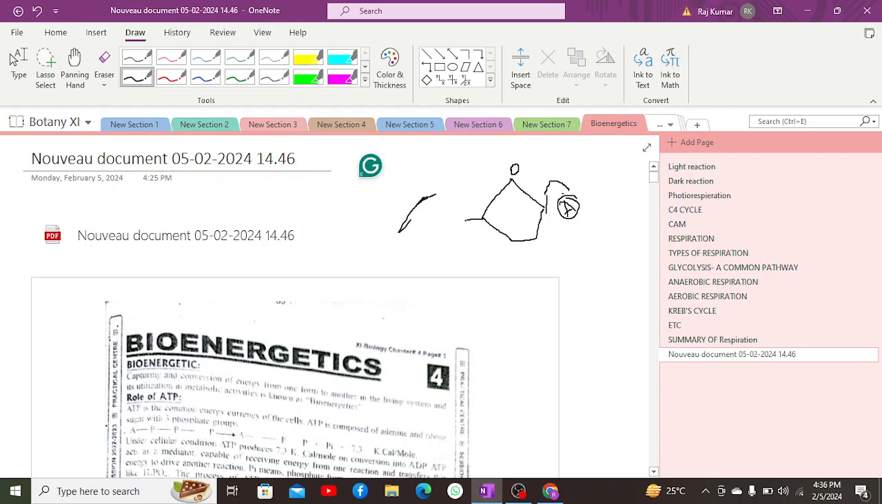And when on the fifth carbon there is attachment of a phosphate, this is known as adenosine monophosphate. Likewise, if there is another phosphate attached, it is known as adenosine diphosphate, and then adenosine triphosphate. We have previously studied this.